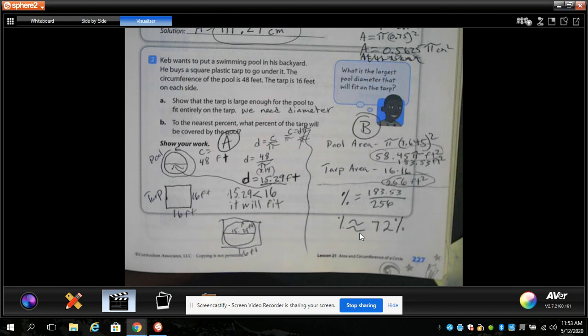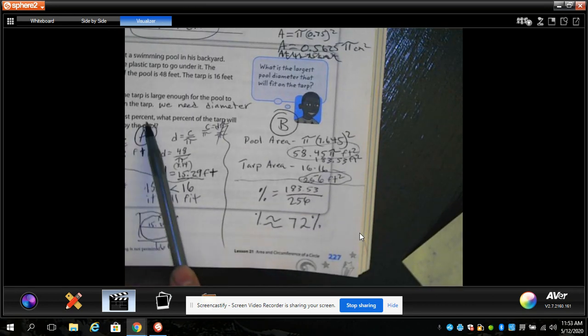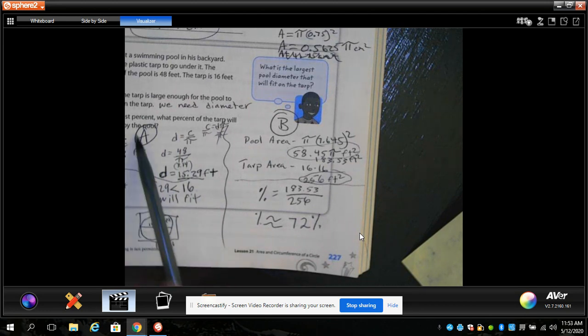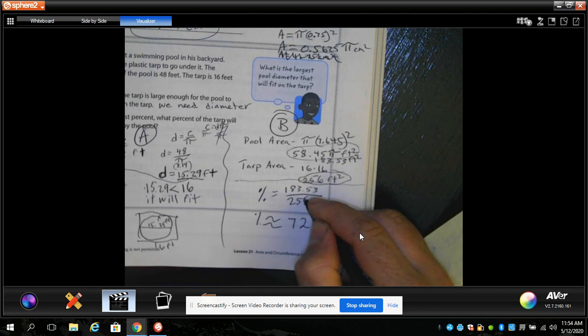All right, so moving on to part B, it says to the nearest percent, what percent of the tarp will be covered by the pool? So basically, we're trying to figure out how much is going to be left out from the sides of the tarp. So you need to find the area of the pool and the area of the tarp, and we're going to divide those to find the percent.